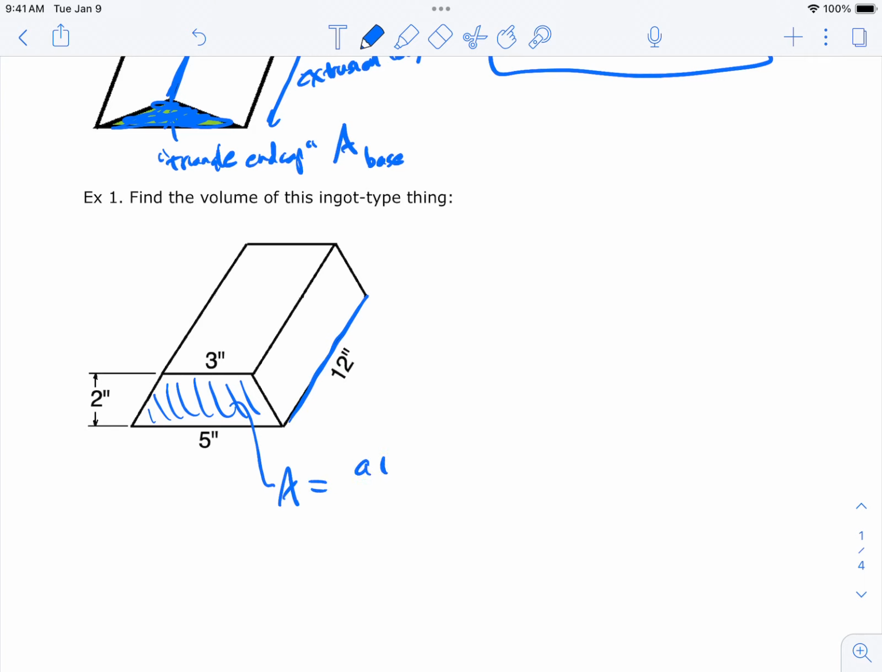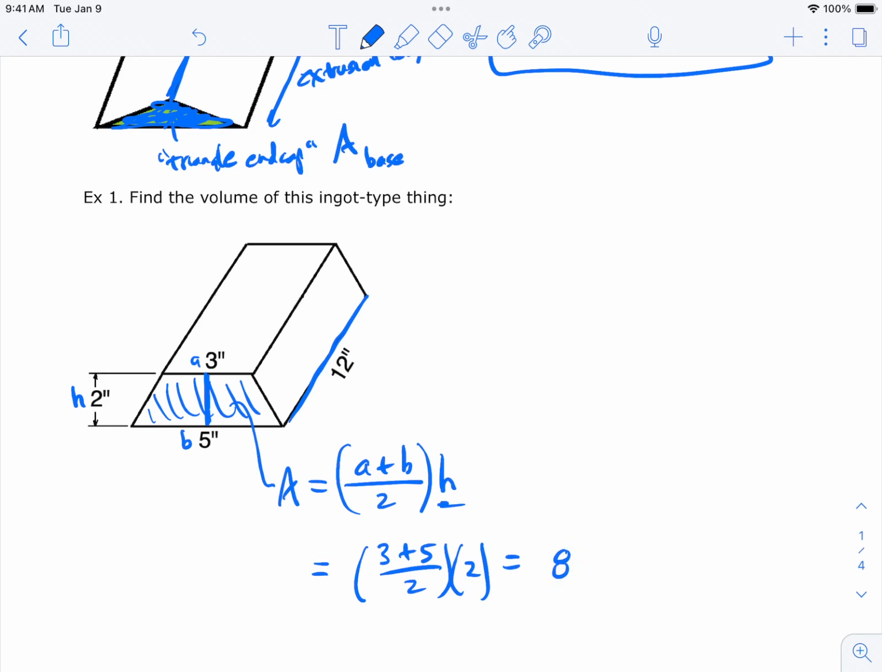So the area there is, well, it's in the shape of a trapezoid, so I'll use my trapezoid formula. Remember, the A and the B are basically, that's my A, that's my B, and then the H is supposed to be a straight up height, and this is a straight up height, so the 2 inches is a straight up height. So we've got all the numbers that we need here. So 3 inches plus 5 inches divided by 2 multiplied by 2, you work that out, that actually comes out to 8 square inches, right? Because you're multiplying inches times inches here. 8 square inches is the area of the base.